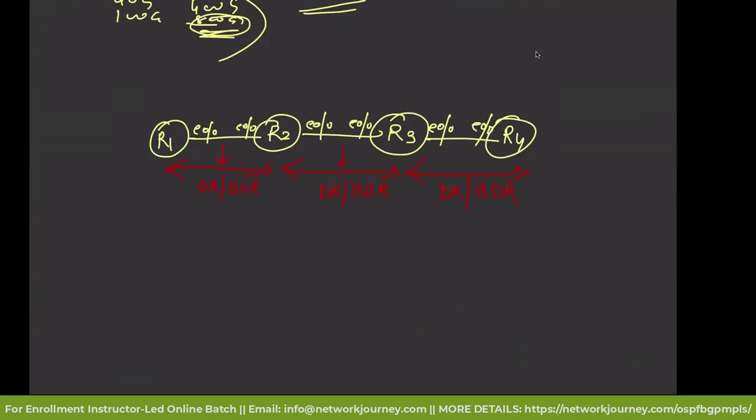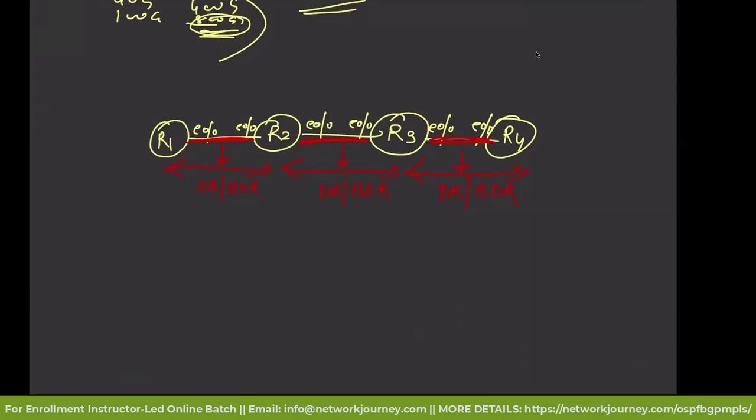So your DR, BDR election is going to be per segment. What do you mean by per segment? This is a segment. So basically per any neighborship, or per link, you can say. Per link, exactly.